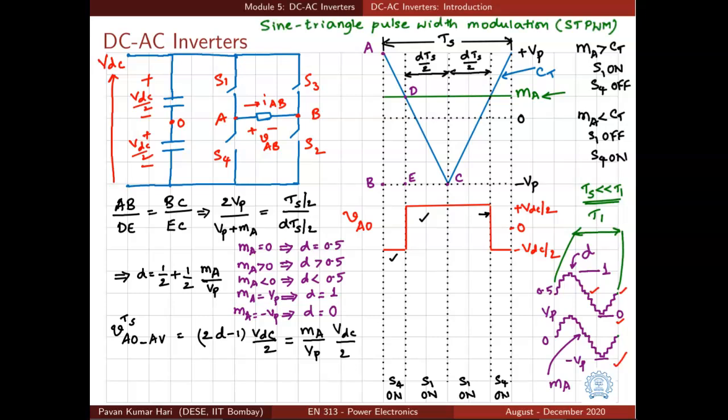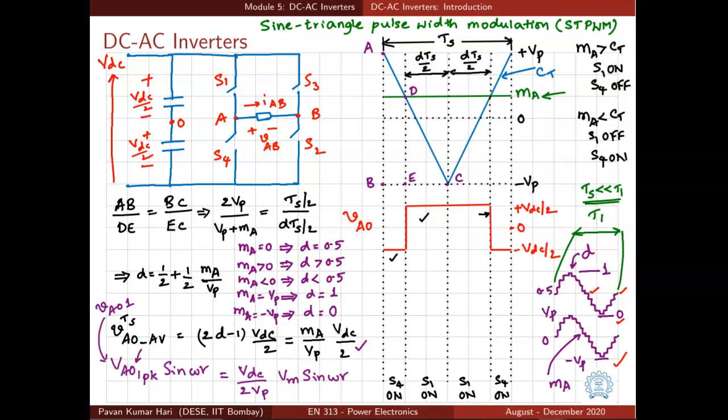And what is the average value of VAO over Ts? We have already seen that it is equal to 2D minus 1 times VDC by 2, and if you insert the relation between D and Ma here, it will be simply equal to Ma by Vp into VDC by 2. It's a very interesting result. We have already stated that the average value of VAO over Ts is the same as the fundamental component of VAO, that is VAO1.